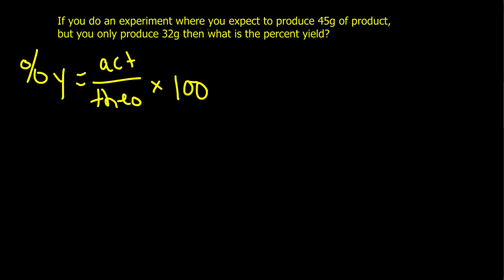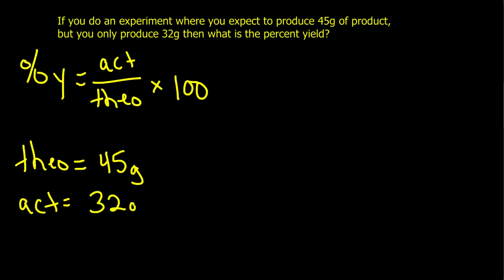So if you do an experiment where you expect to produce 45 grams, since we're expecting to produce it, that means it's theoretical. So the theoretical amount is going to be 45 grams. We only produce 32 grams. So this is our actual amount produced in the experiment in real life. We expected to make 45 grams. What is the percent yield? So I'm looking for percent yield.